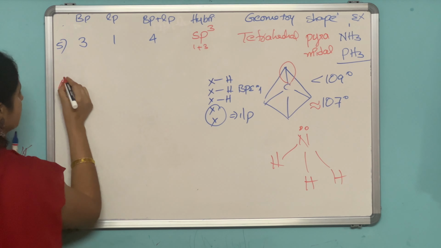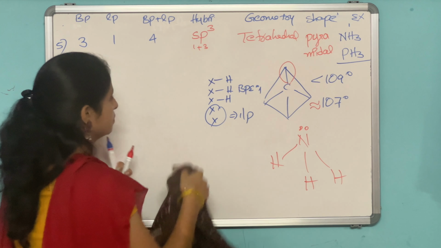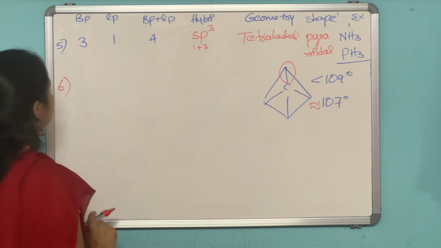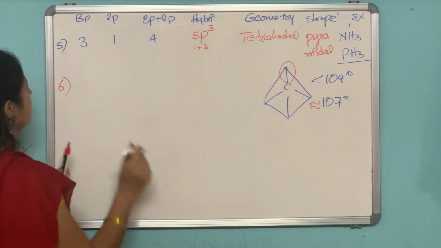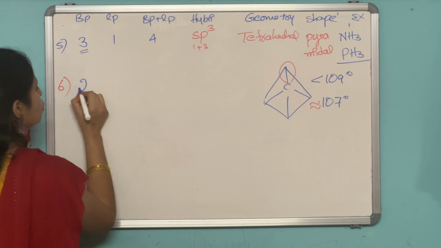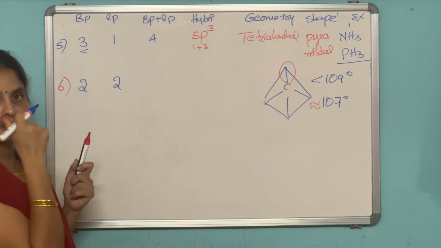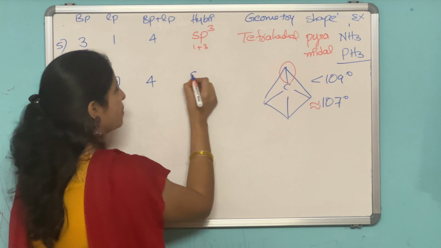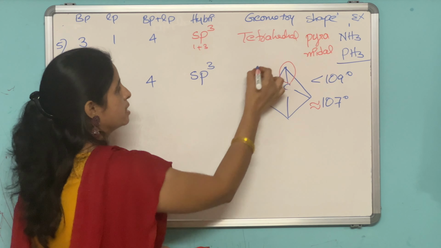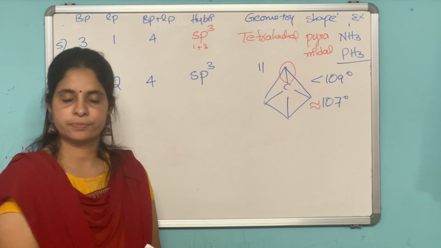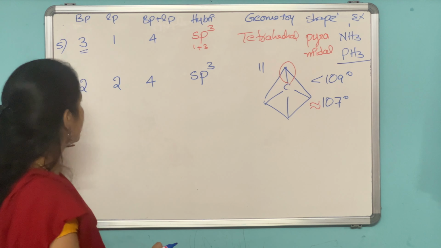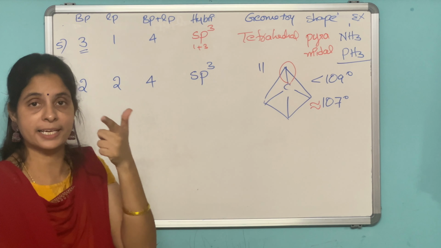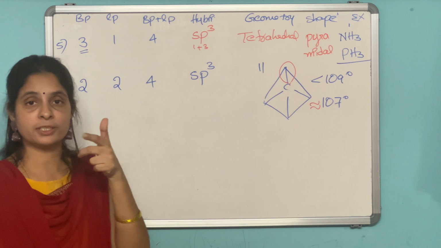Sixth one. Now next one: 2 bond pairs, 2 lone pairs. You take 2 bond pairs and 2 lone pairs, and altogether 4. And what is the hybridization? sp3. And what is the geometry? Tetrahedral only.